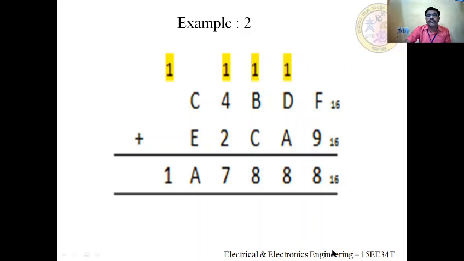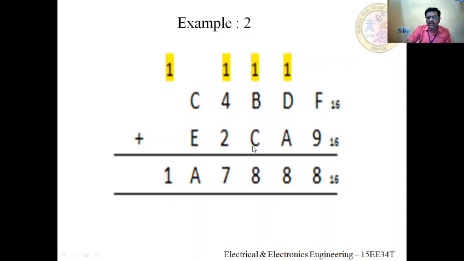So that after subtraction, the answer is 8. Since I'm subtracting 16, I'm sending carry to the next higher bit for further addition. Step number 3, we have to add 1 with B and with C also. So step number 3 is 1 plus B plus C.